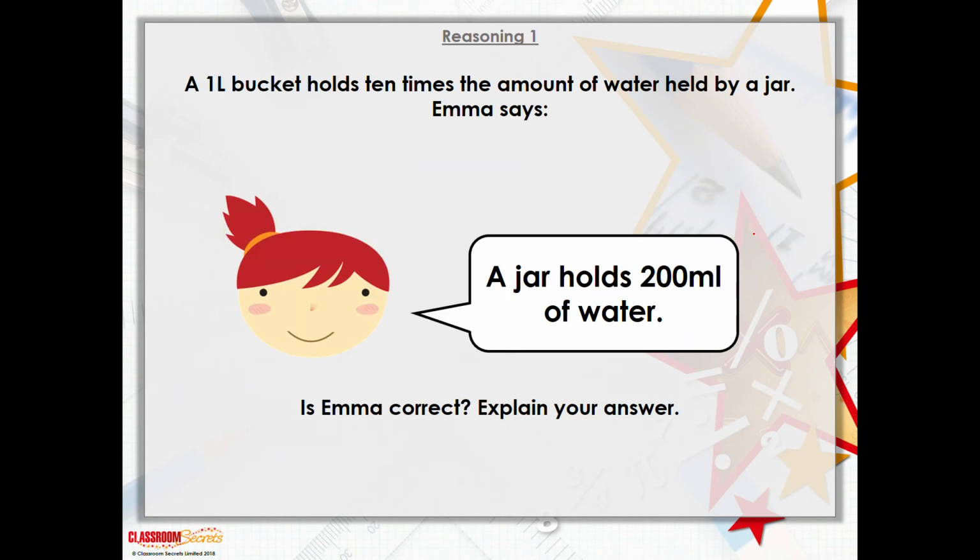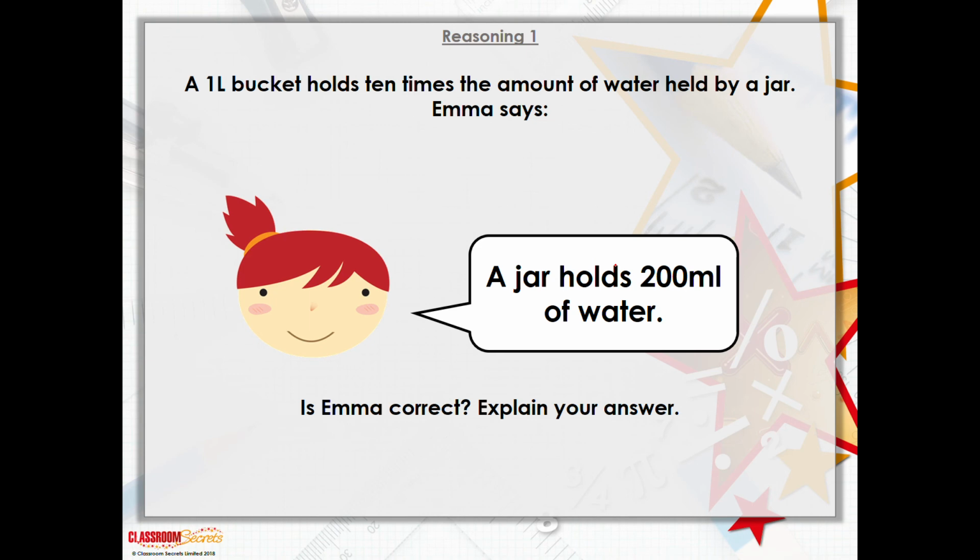A 1 litre bucket holds 10 times the amount of water held by a jar. Emma says a jar holds 200 millilitres of water. Is Emma correct? Explain your answer. So if we know that a 1 litre bucket has 10 times the amount of the jar, and Emma thinks that this jar holds 200 millilitres, we need to multiply that by 10. So pause the video, have a go and see what answer you get.